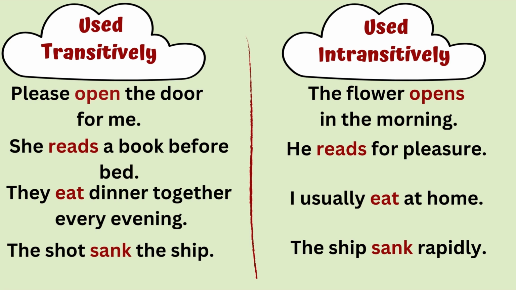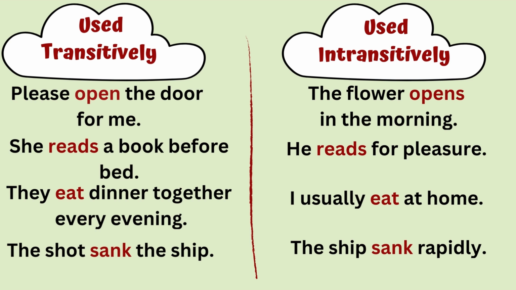In the second sentence, she reads a book. She reads what? A book. We have a receiver of the action, the object, so this is a transitive verb. He reads for pleasure. We do not have an object, so reads here is intransitive. They eat dinner together. I usually eat at home. So in the first sentence we have an object. They eat what? Dinner. So transitive, but in the second one it is used as intransitive.